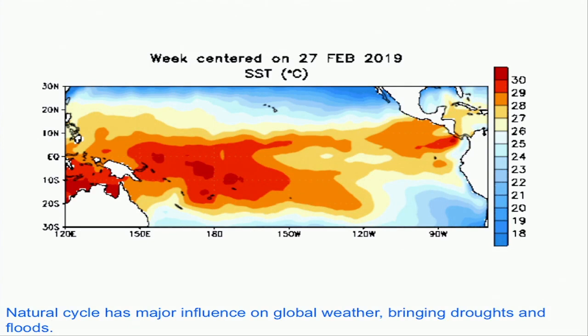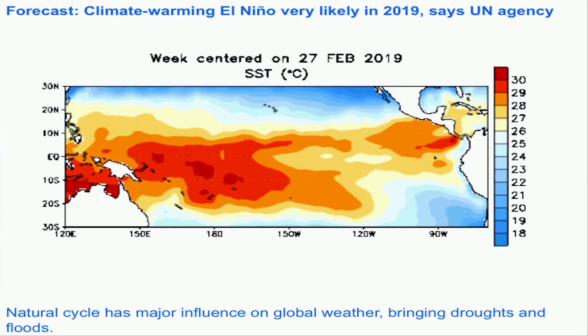You're correct. Effectively, the forecast is that climate warming El Nino is very likely in 2019, says the United Nations agency responsible for making those announcements. So, monitoring the sea surface temperature is very important for defining when we're going to have an El Nino, because that is going to help us forecast where all this precipitation is going to occur, whether we're going to get floods in one region versus droughts in another region.